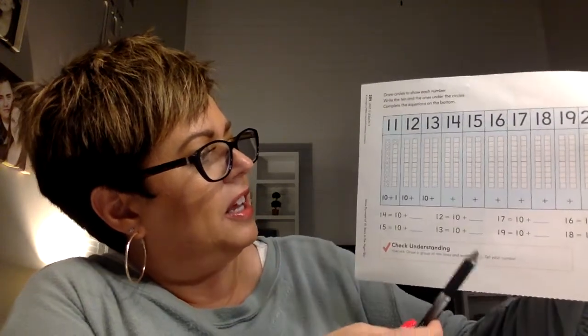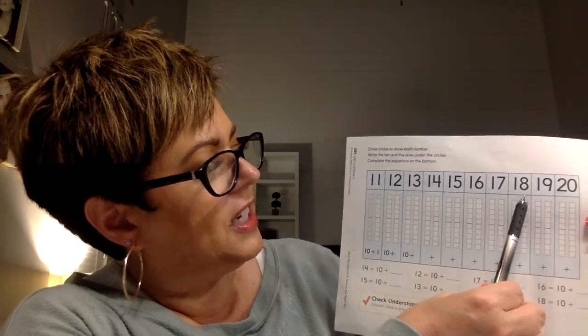Now, this is where we're going to use the word column. Right here is a column of circles inside of squares. These are the ways that we can show the numbers 11, 12, 13, 14, 15, 16, 17, 18, 19, and 20. The directions say, draw circles to show each number. That's what you're going to do first. The first one is done for us. We are showing 10 plus 1 equals 11.